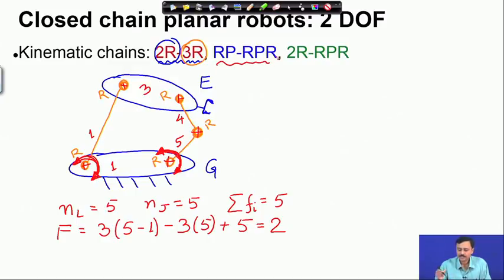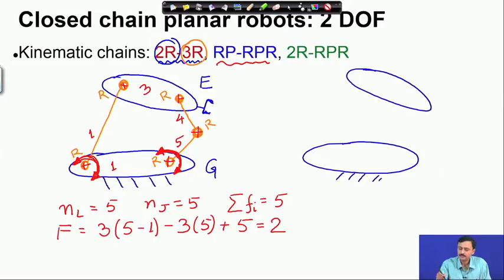RPR, the next chain. Once again we have a ground and an end effector link. We have R and P, which is here it is welded. So, R, P, and the other leg is RPR.